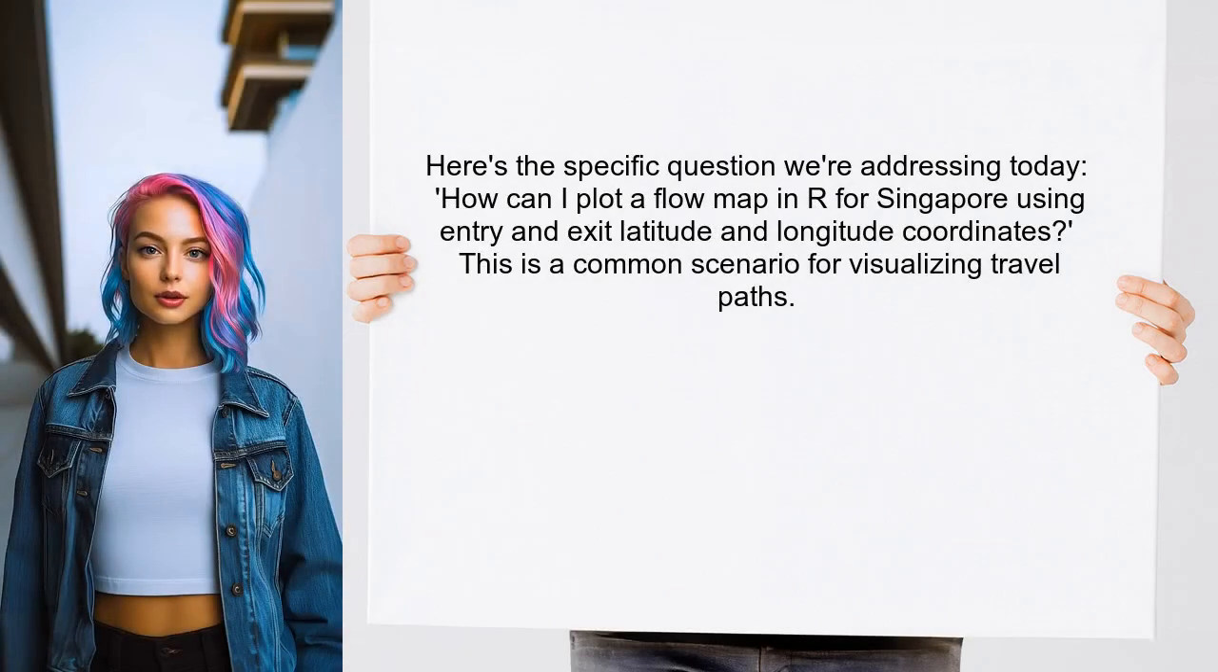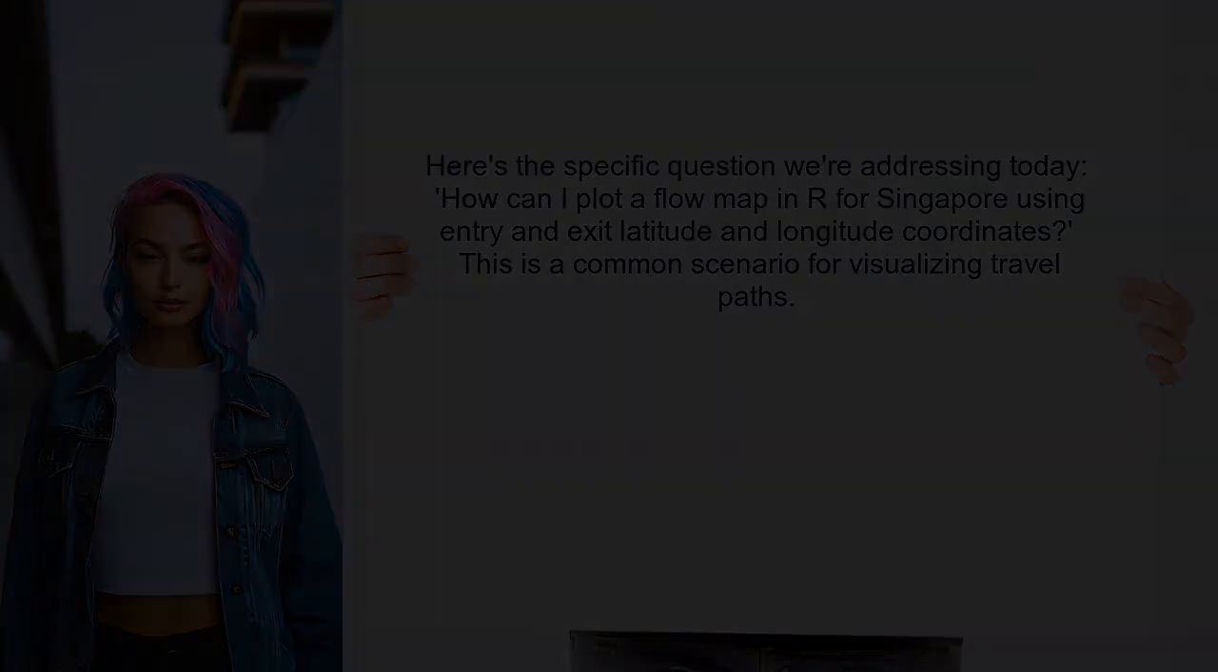Here's the specific question we're addressing today. One user asked, how can I plot a flow map in R for Singapore using entry and exit latitude and longitude coordinates? This is a common scenario for visualizing travel paths.